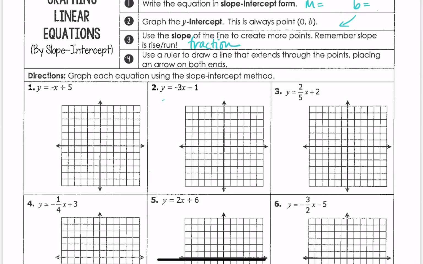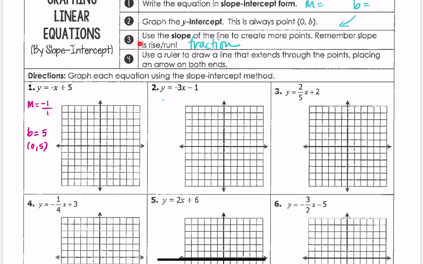So what you're going to do is find your slope and find your y-intercept. If I look at this equation, it is already in slope-intercept form. My slope is -1, but remember I want to turn it into a fraction, and my y-intercept for this is 5. So that means my y-intercept is the point (0, 5). Remember, you're writing this down. So I'm going to go back to my notes.